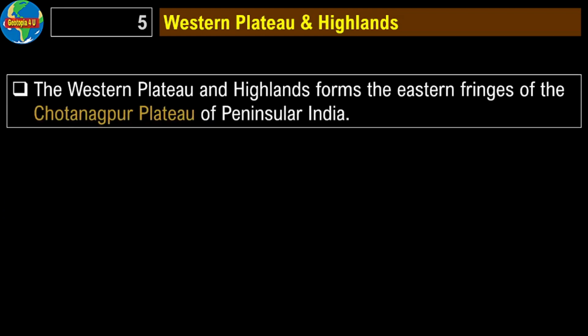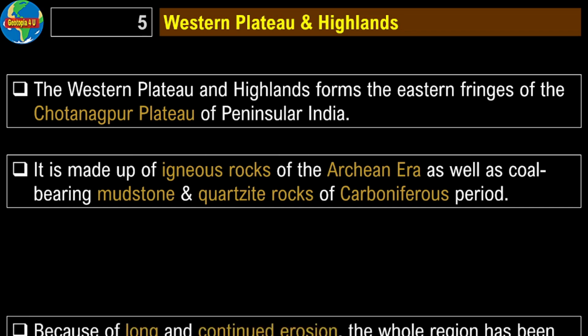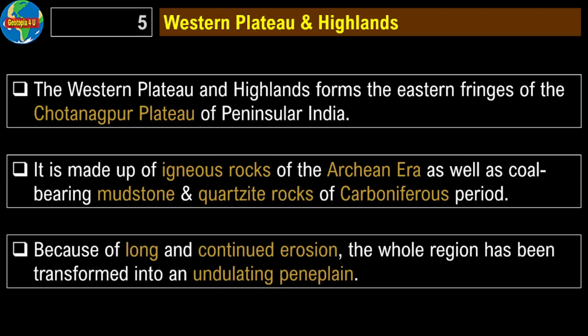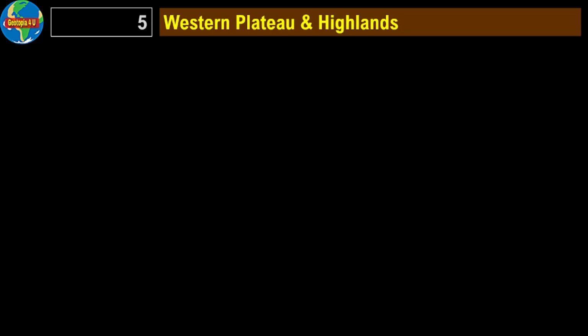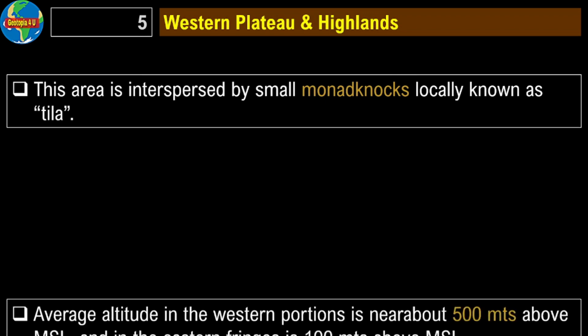The western plateau and highlands forms the eastern fringes of the Chotanagpur plateau of peninsular India. It is made up of igneous rocks of the Archean era as well as coal-bearing mudstone and quartzite rocks of the Carboniferous period. Because of long and continued erosion, the whole region has been transformed into an undulating peneplain. This area is interspersed by small monadnocks locally known as tilla.